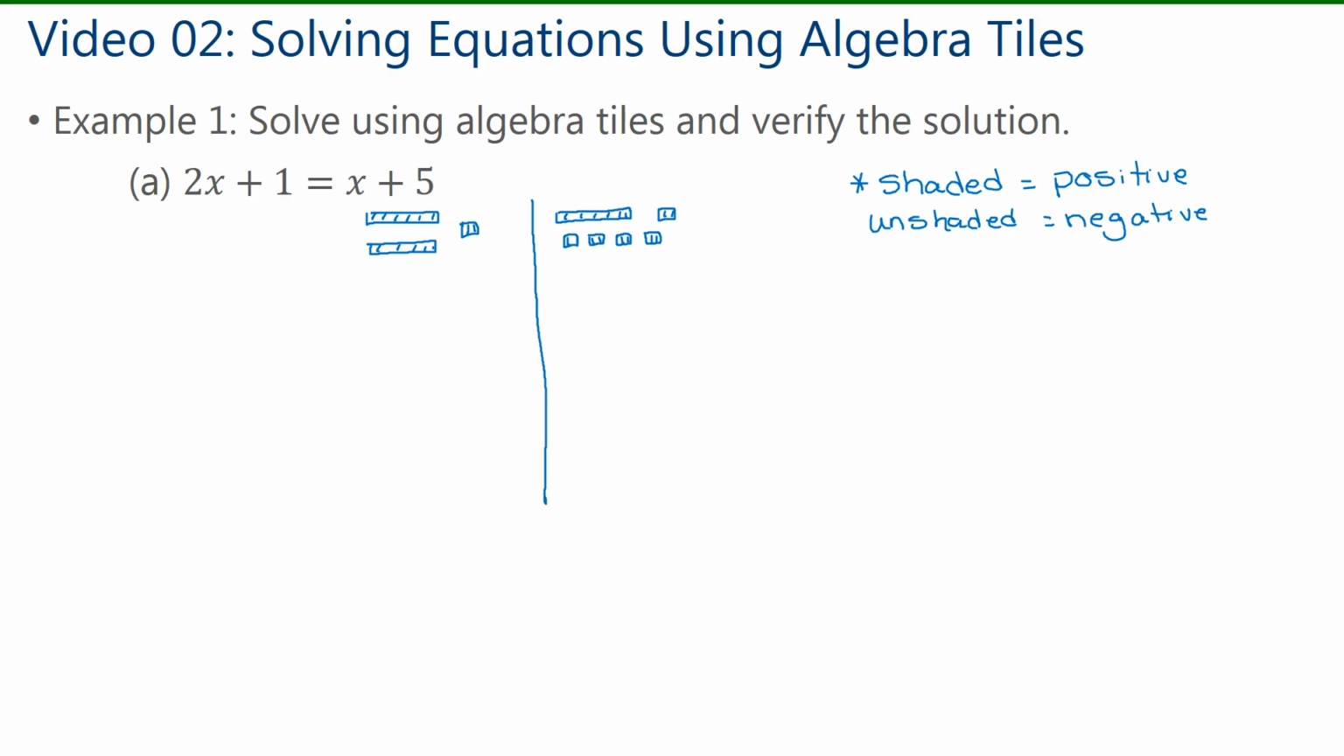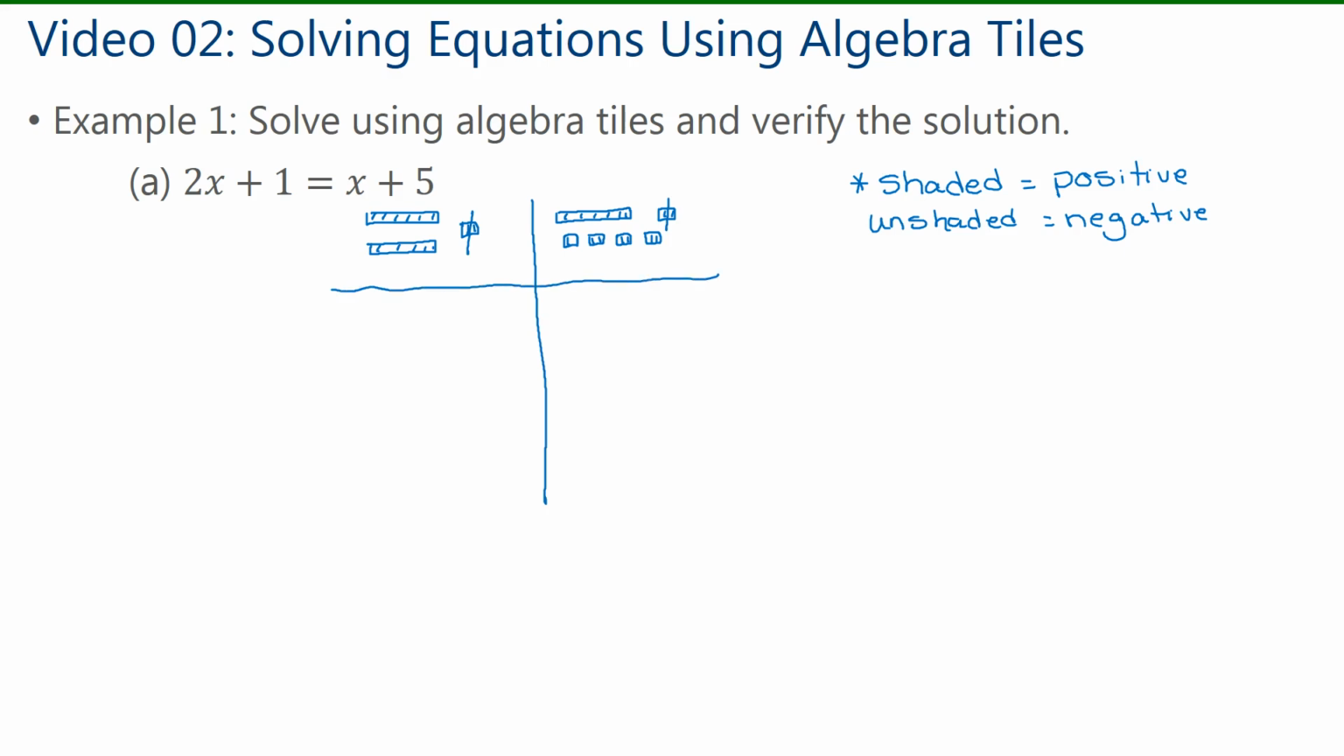Now, just as we did with the balance scales, I want to have all of the x tiles on one side and all of the unit tiles on the other. So I'm going to have all my x tiles here on the left since there's more x tiles there. So that means I'm going to get rid of this 1 here. Now I have positive 1 on the right hand side that I can cancel that with.